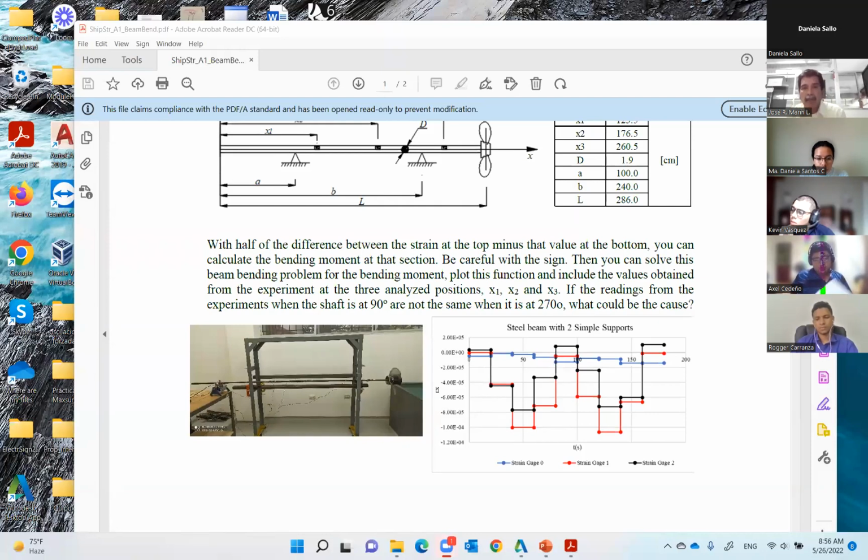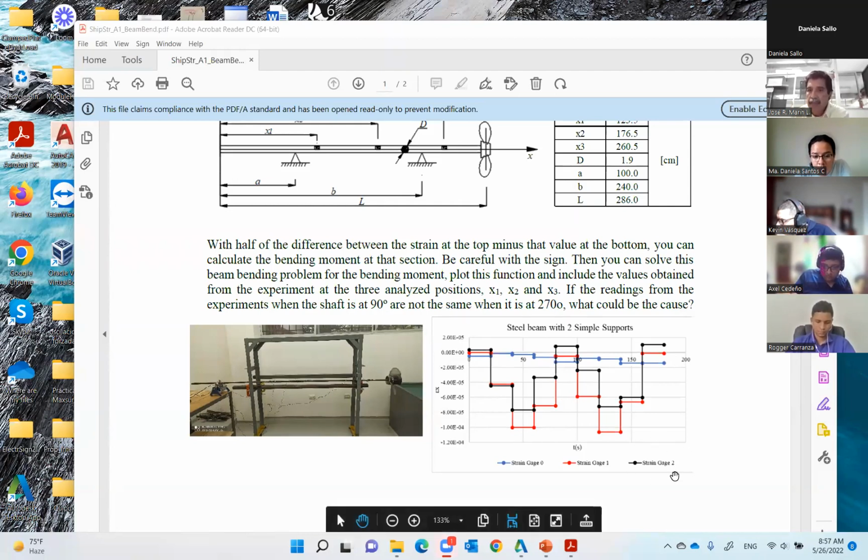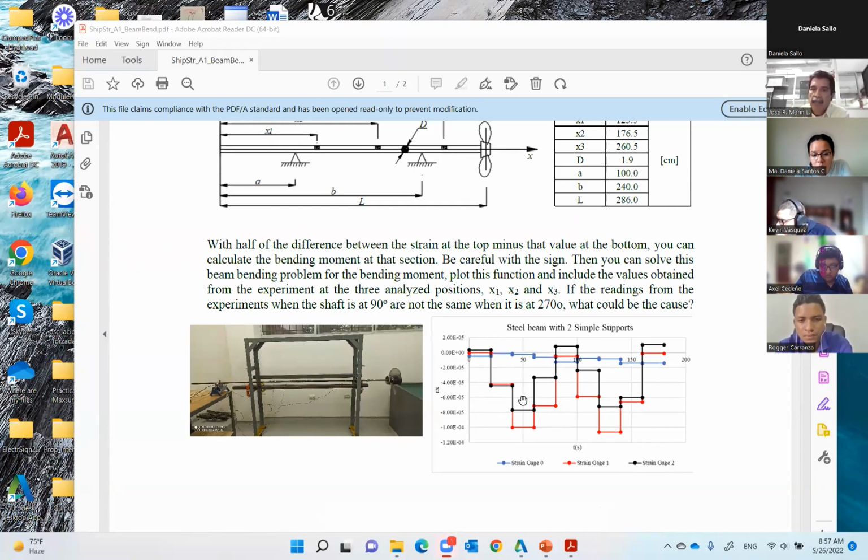Okay. Let's consider, for example, one of the values, the curve with the black one. So this value here, you have to read it on the scale. That's the value that we had when the strain gauge was at the top in gauge number 2. Then you rotate 90 degrees, you're down here. And then when you rotate 180, it is in the lower position, and you have this value. So what you have to do is subtract this value minus this one here.